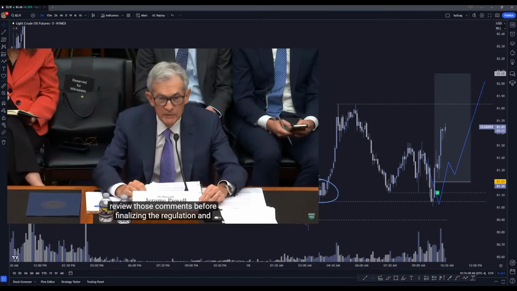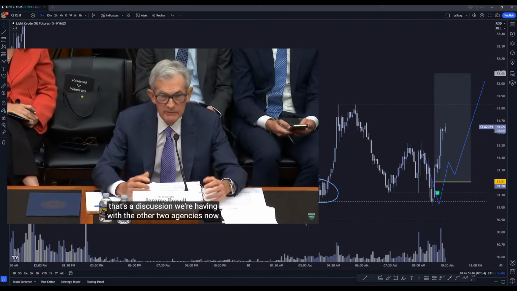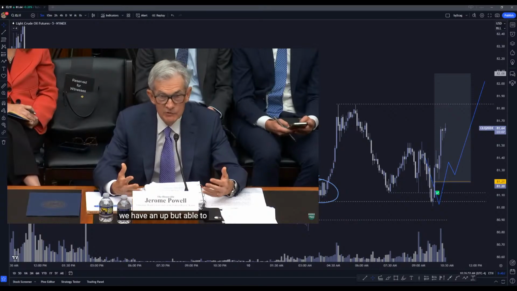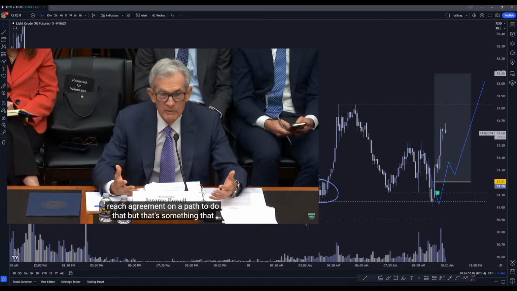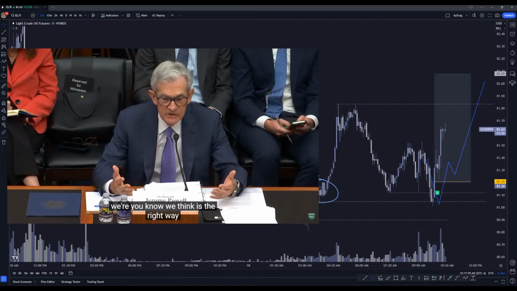That's a discussion we're having with the other two agencies now. We have not been able to reach agreement on a path to do that, but that's something that we think is the right way to do. That's what we've done in similar situations.